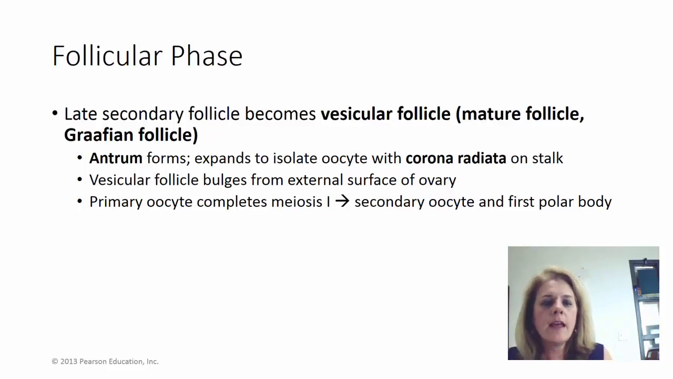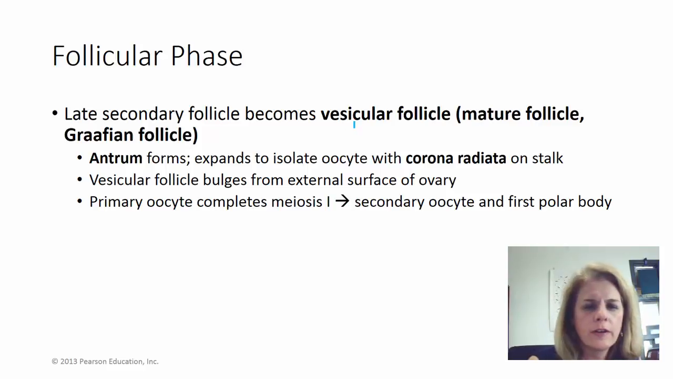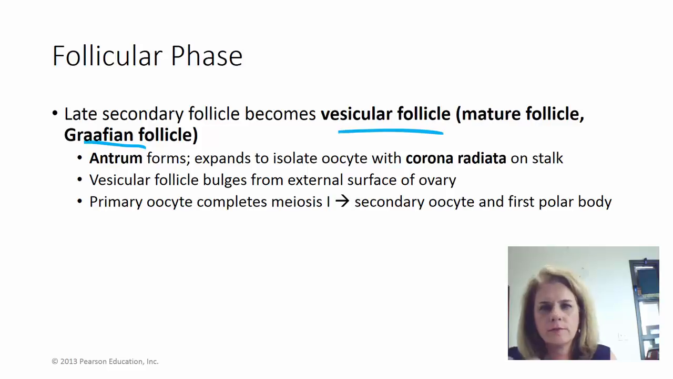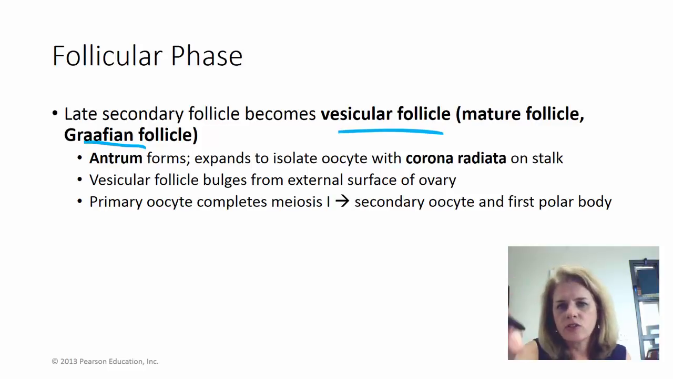All right. Now, this late secondary follicle is going to get a fully formed antrum, and we call it a vesicular, mature, or Graafian follicle. So this is the full-grown, ready-to-go follicle. So this antrum is going to become bigger, and you're going to stick the egg out on a stalk.